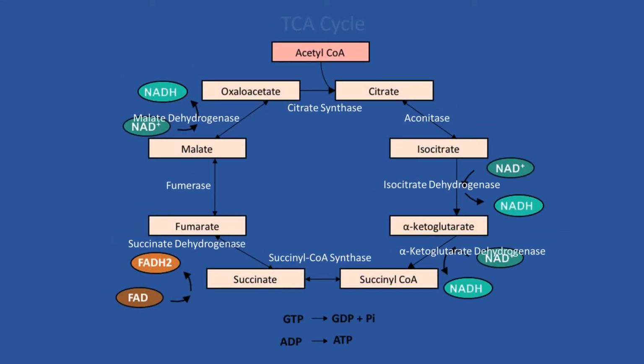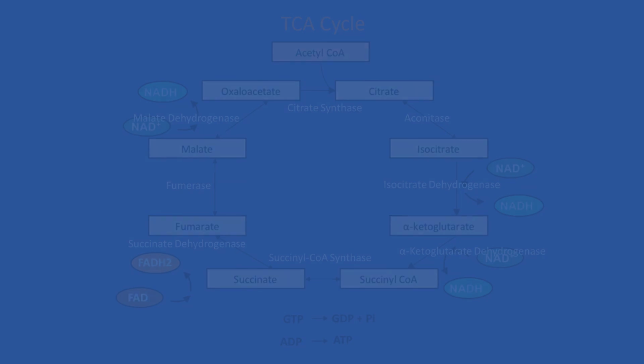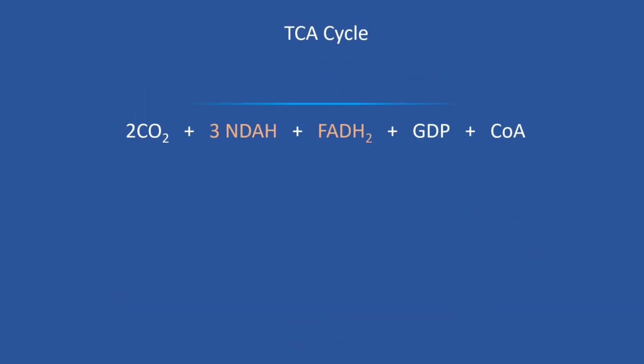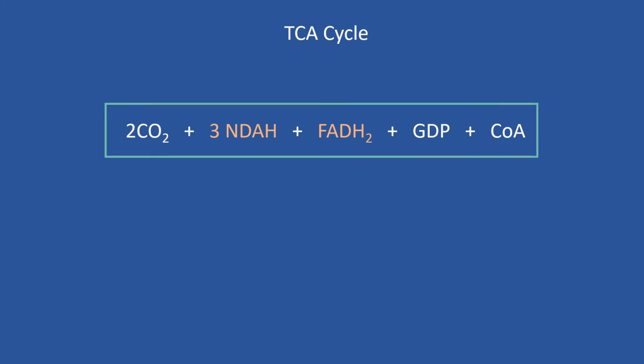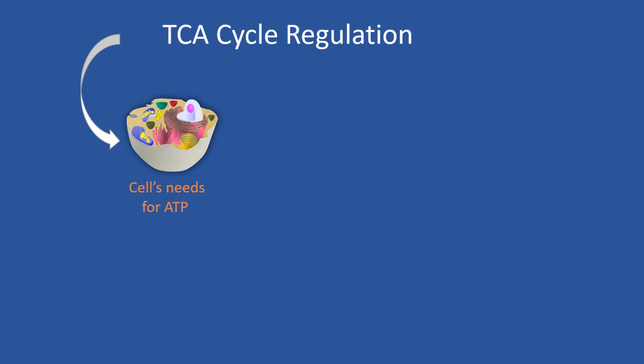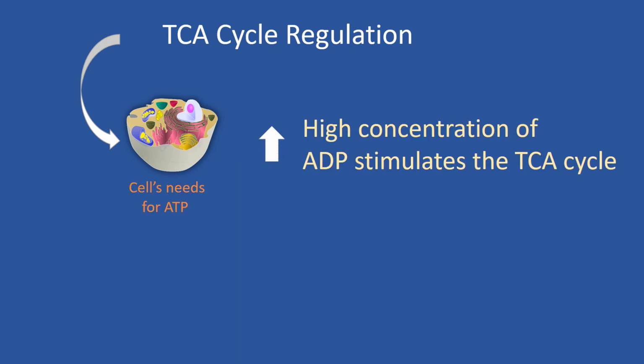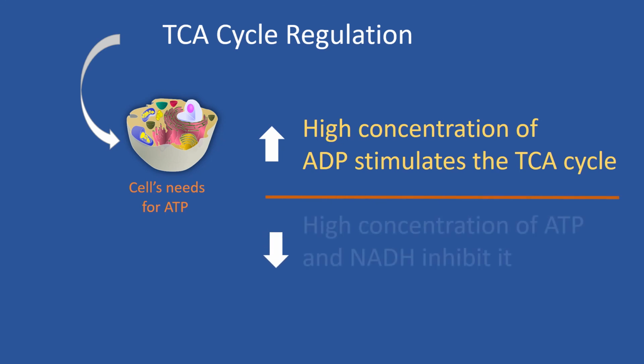So let's put everything together and keep the big picture in mind. The TCA cycle involves various metabolic reactions, each requiring a specific enzyme. As mentioned earlier, the main goal of the TCA cycle is to generate NADH and FADH2, which are critical molecules required in the electron transport chain for ATP synthesis. The TCA cycle activity is adjusted to meet cellular needs for ATP. In essence, high concentration of ADP stimulates the TCA cycle, whereas high concentration of ATP and NADH inhibit it.